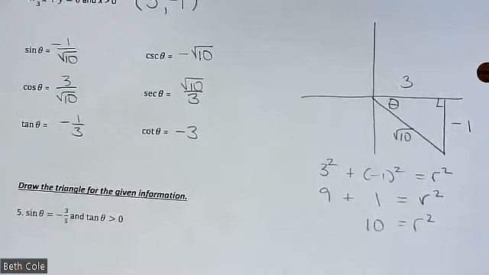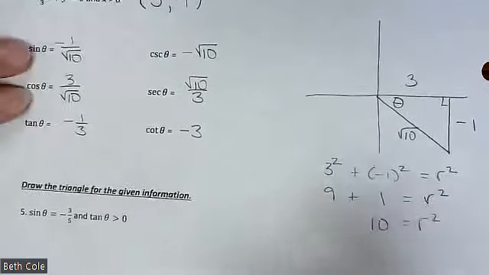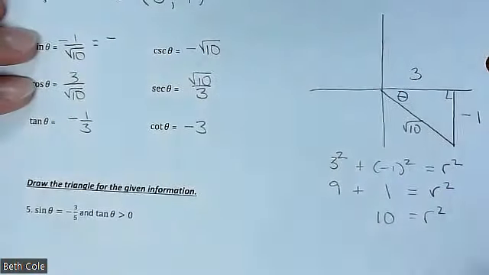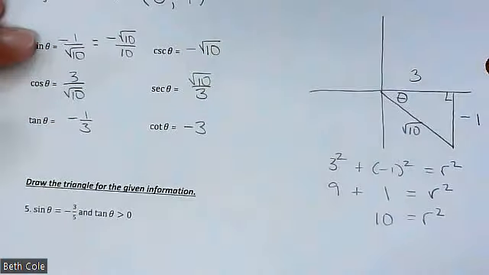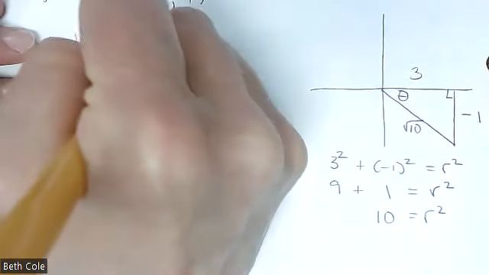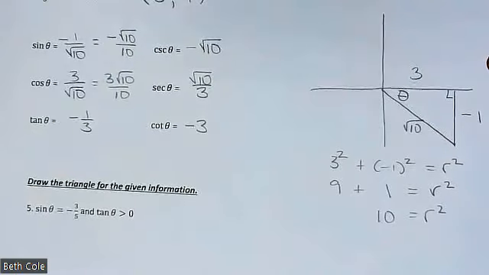Now there's always 2 you have to go back and fix. Which 2 are they? Sine and cosine. So this would be -1, I'm not going to write the 1, square root of 10 over 10. And then this one is 3 square root of 10 over 10.